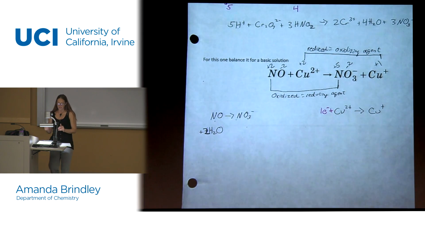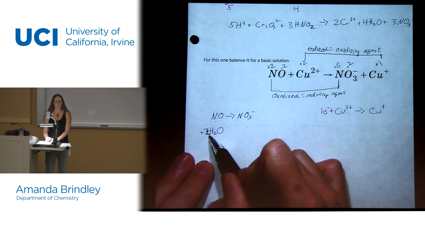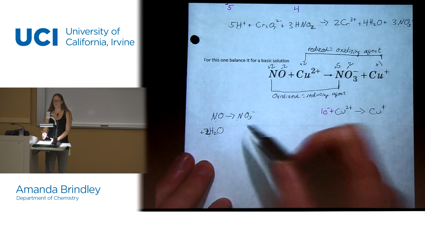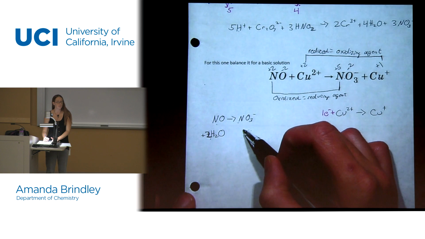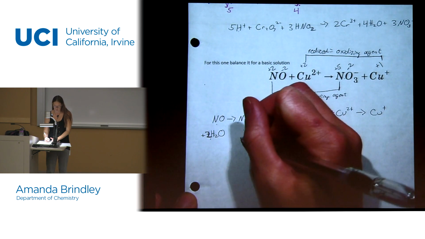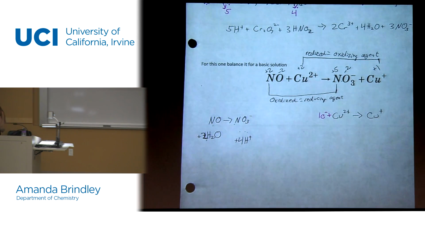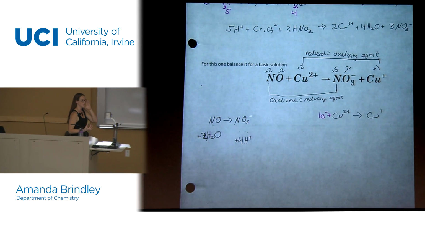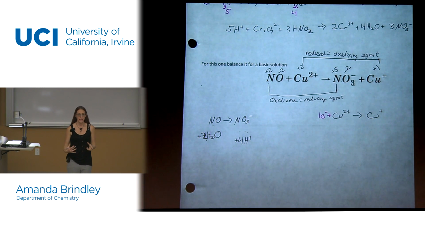Okay. Balance hydrogens using H+. So how many hydrogens on this side? 4. How many on this side? None. So how many do we need to add? But this is a basic solution. We can't have hydrogens floating around in a basic solution. So we do a step where we add in hydroxides. And if we don't add OHs to both sides, it's going to screw up both our oxygens and our hydroxides. So we add them to both sides.